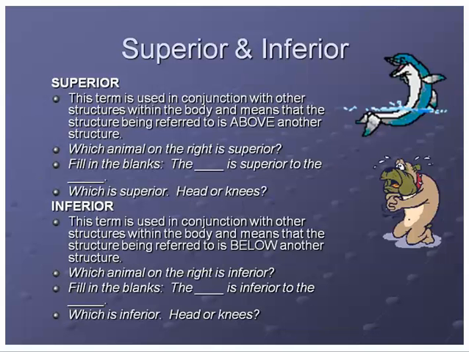We then started looking at these terms of reference. So we had things like superior and inferior, and if you remember, superior was above and inferior was below. So the dolphin is superior to the dog, or your head is superior to your knees. Your hips are superior to your knees. Your knees are superior to your toes. Always think about the anatomical position, but that is superior and inferior.